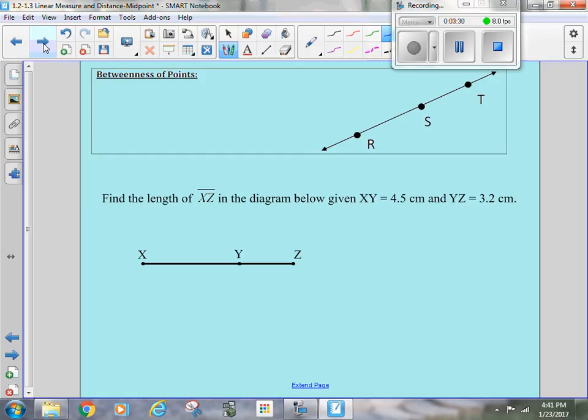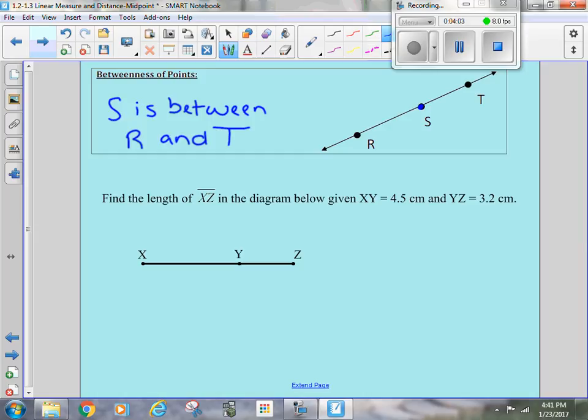Now we're going to talk about betweenness of points. So we have a line here, line RT, and we have S is between R and T. So notice that R and T are on both sides of S.